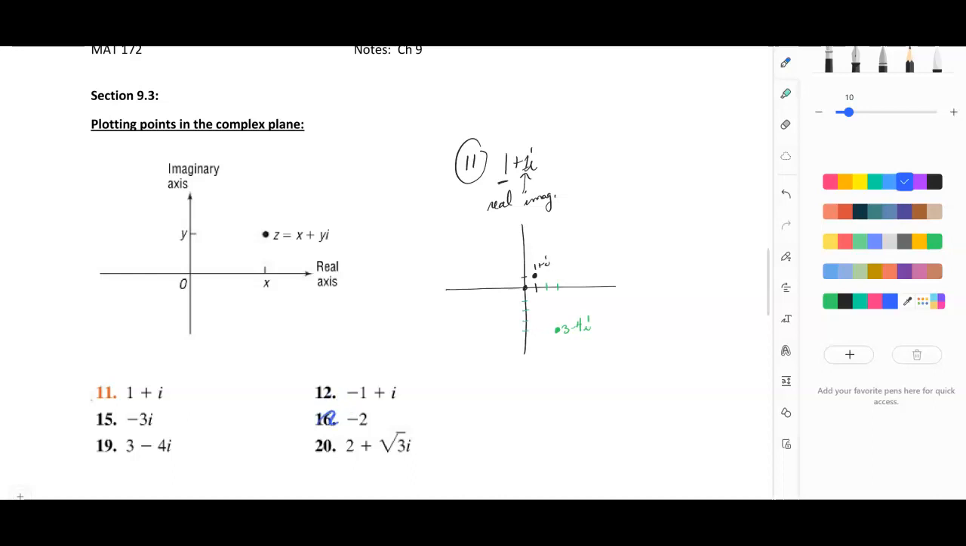Let's say we want to graph the point negative 2. Negative 2 is going to be negative 2 plus 0i. So we're going to move negative 2 along the x, and we're not moving up or down. So there's our point negative 2.